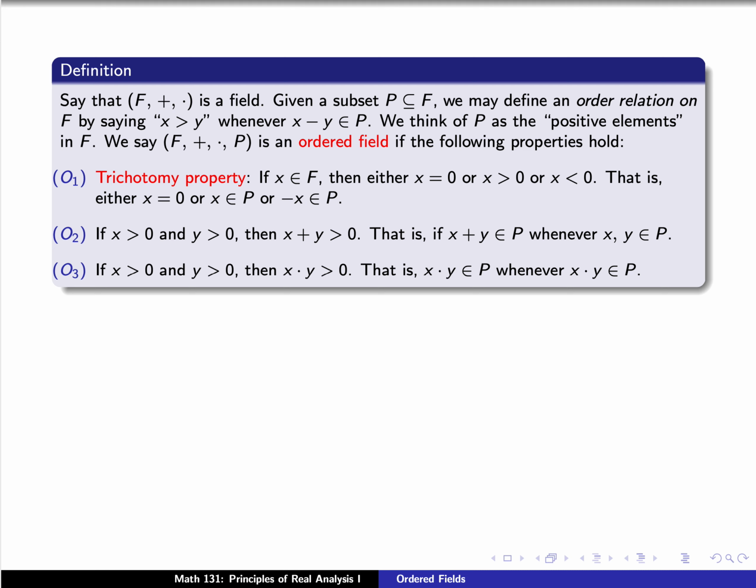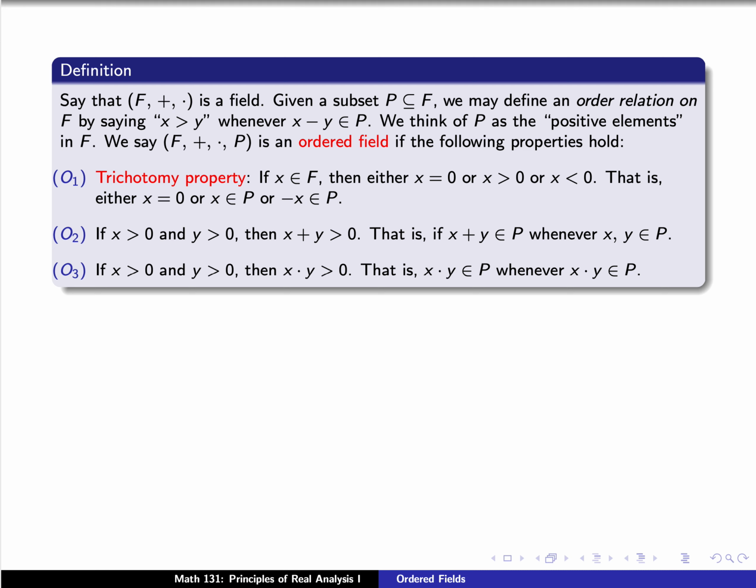Let's say that F is a field. Given a subset P, we may define an order relation by saying x is greater than y whenever the difference, x minus y, is in P. Intuitively, we're going to think of P as the positive elements in F. We say that our field, along with this set P, is an ordered field if the following three properties hold.